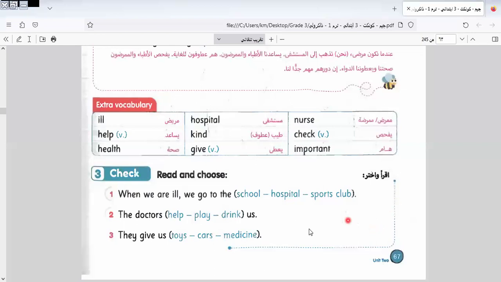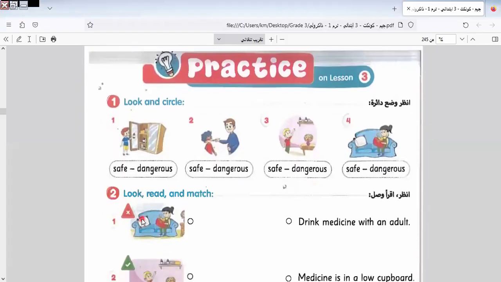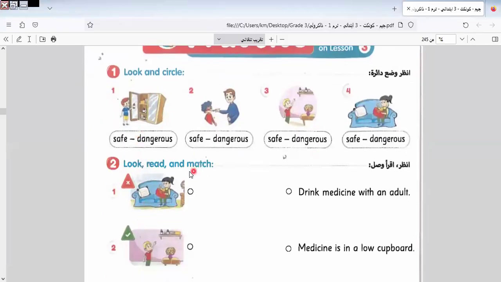Okay, let's go to another one here. Here we have a practice. These are the rules of the shelf, the safe or dangerous ways of keeping medicine. Here is the medicine on the low shelf. It will be dangerous. Yes, it is dangerous here. I take medicine with an adult. Yes, safe. Medicine on a high shelf, safe. In the bag is dangerous. So this is the selection for these pictures.